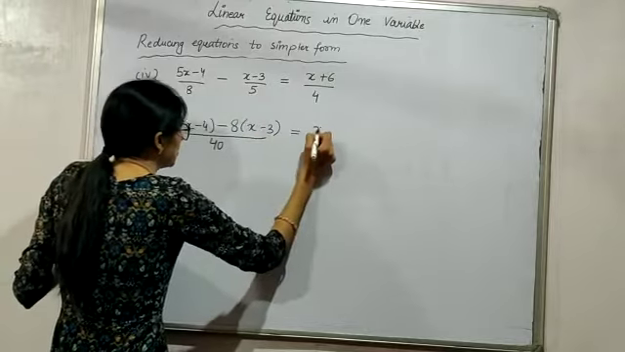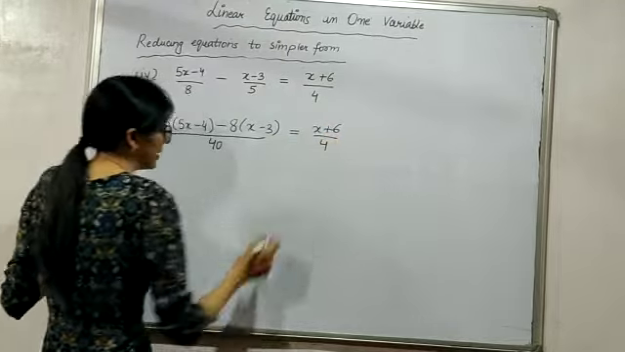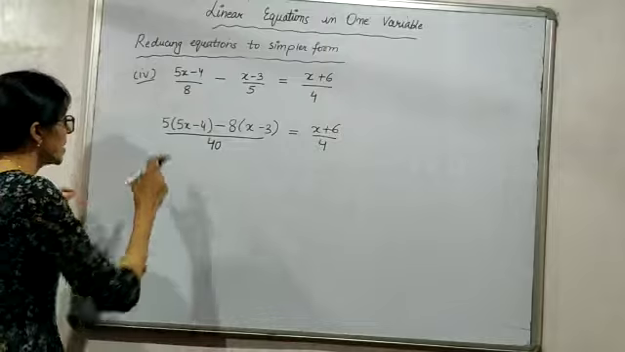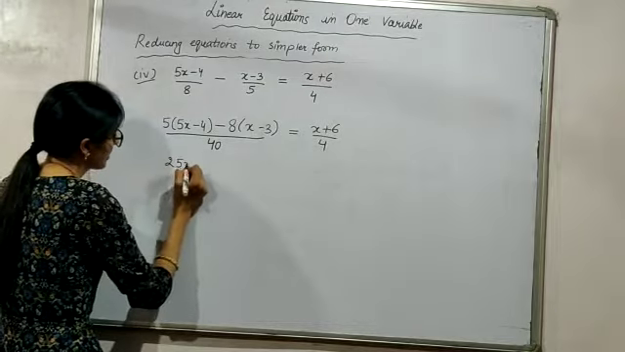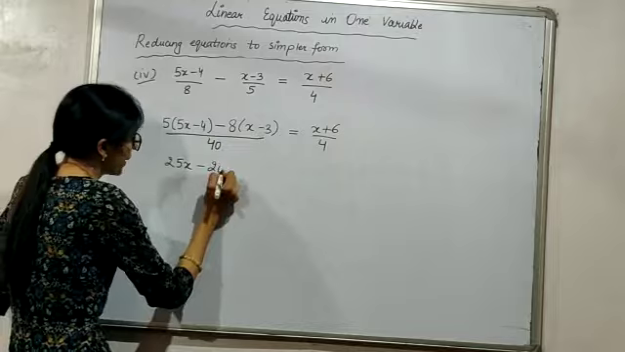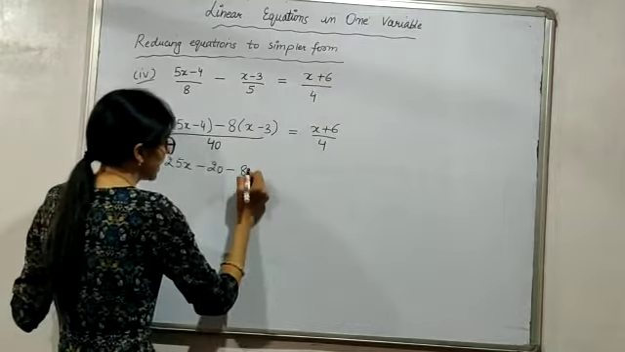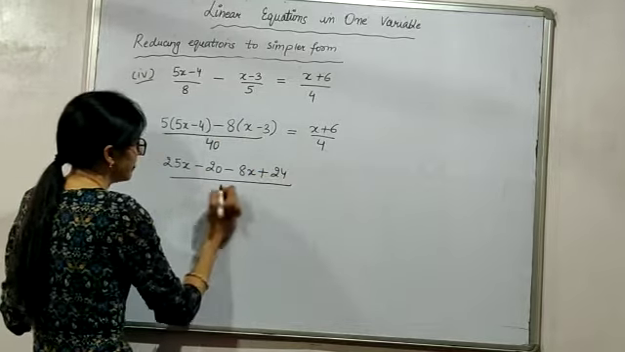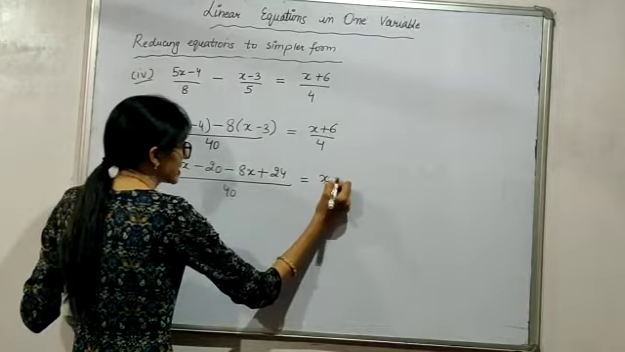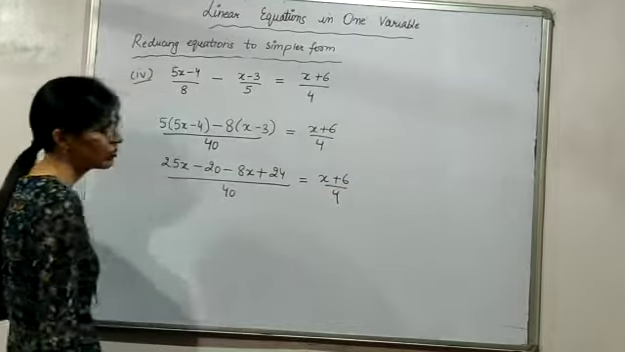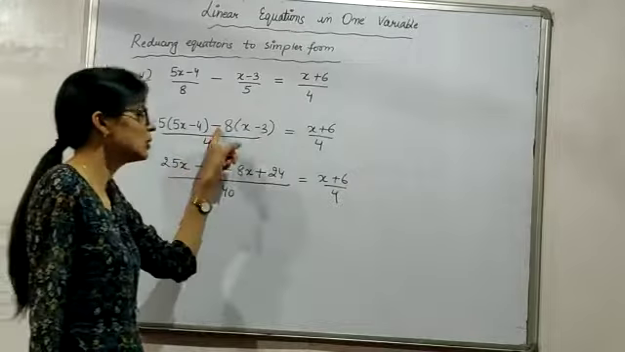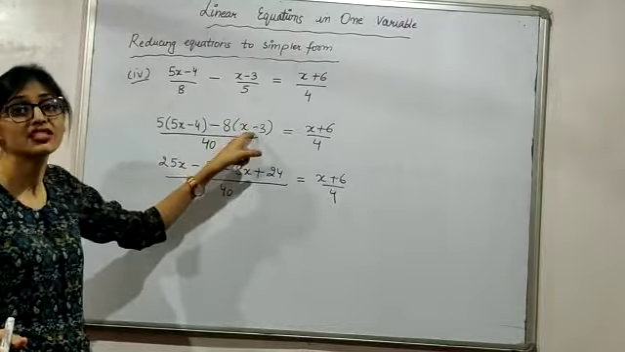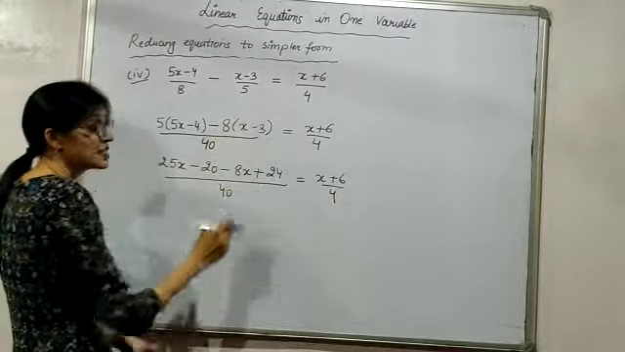I hope you know how to take the LCM. You have learned this in your smaller classes, how we can take the LCM. 5 into 5, 25x, minus 5 4s are 20, minus 8 into x, 8x, minus minus plus 8 3s are 24, divided by 40 equals (x plus 6) by 4. One thing you have to take into consideration is whenever outside the bracket there is a negative sign, when you open the bracket the inside sign changes. So that's why this negative becomes positive here.